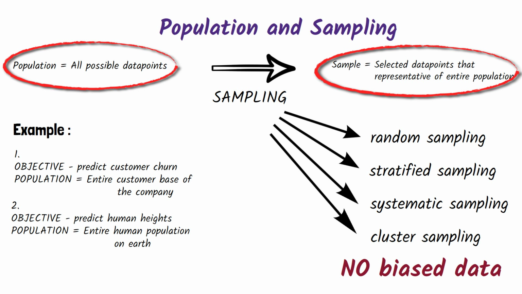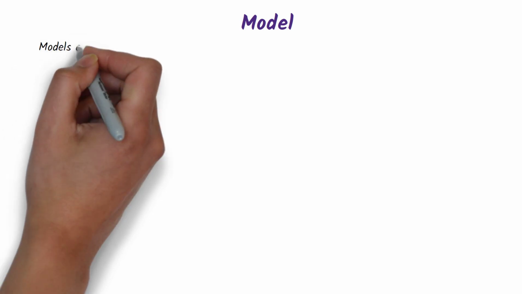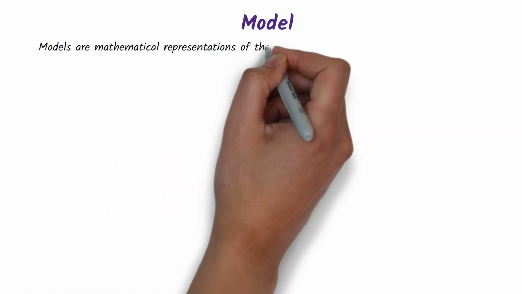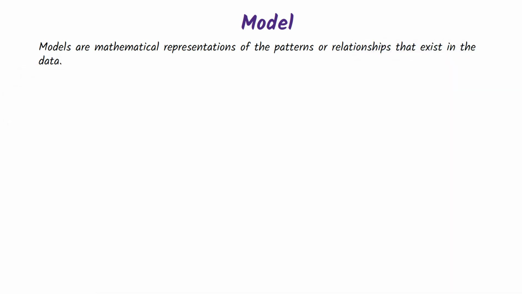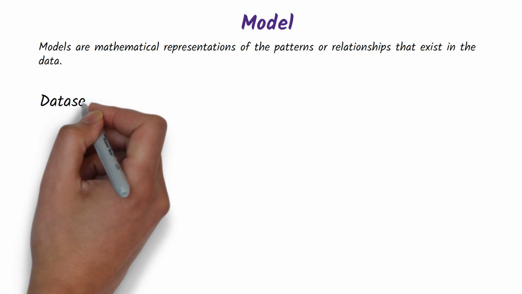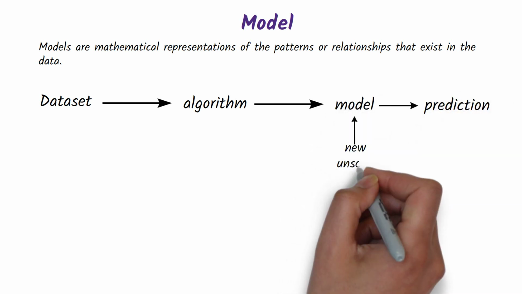Now I hope you have got a better idea of what data and sampled data is. Now let's move on to the next big thing, that is model. So models are mathematical representations of the patterns and relationships that exist in the data. It's like a brain that has learned from the data and can be used to predict or decide on new unseen inputs. Okay, we can create a model by training an algorithm on a dataset, and its purpose is to make predictions or decisions based on new data inputs.